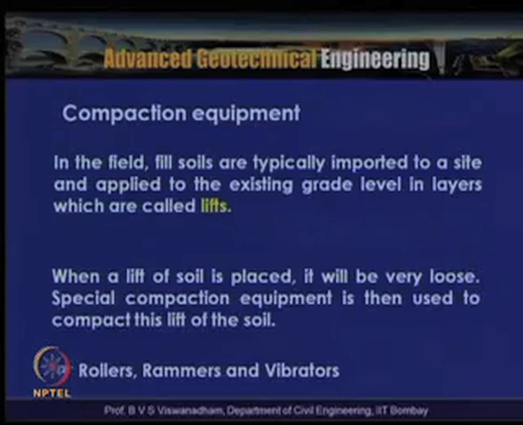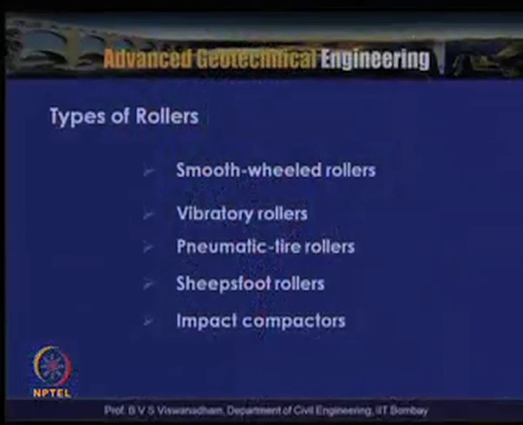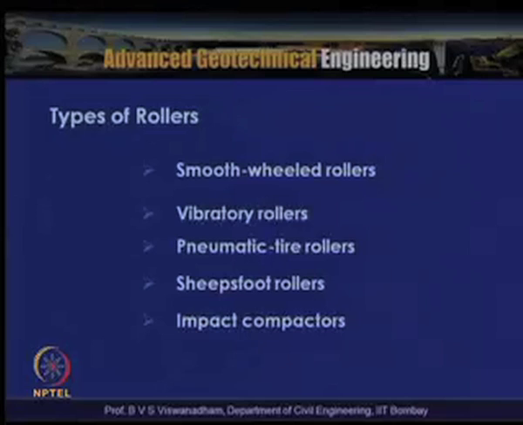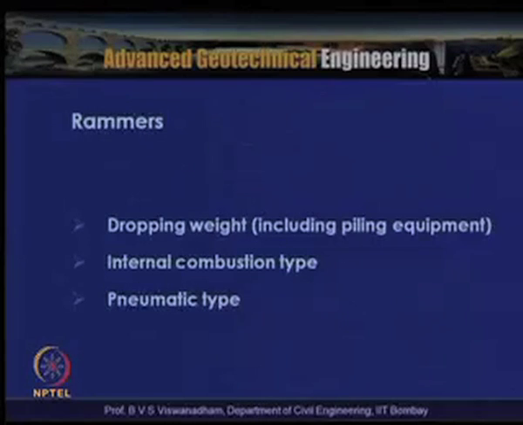These compacted layers are called lifts. When a lift of soil is placed, it will be very loose, as I said, and special compaction equipment is then used to compact this lift of soil. We have different types of soils, and for these, different types of equipment are required. These are rollers, basically types of rollers, where we have smooth wheel rollers, vibratory rollers, pneumatic tire rollers, sheep's foot rollers, and very recently impact compactors. Rammers are also used for inducing dropping weight. This includes piling equipment and internal combustion type rammers or pneumatic type rammers.